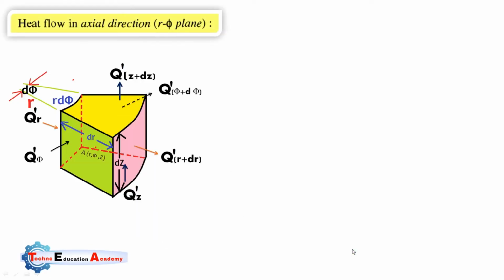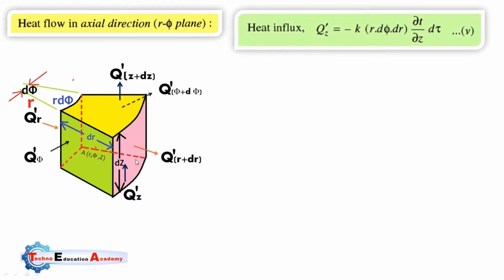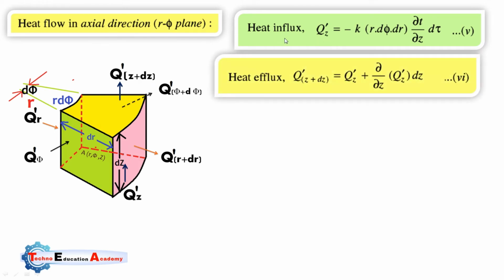Same as we can derive the heat flow in axial direction. Axial direction means in this direction. So in axial direction, the heat entry is q'z and the heat exit is q'z plus dz. So in this direction, the heat influx, or we can say heat entry, del q'z equal to, according to Fourier law of conduction, minus k dT by dx.